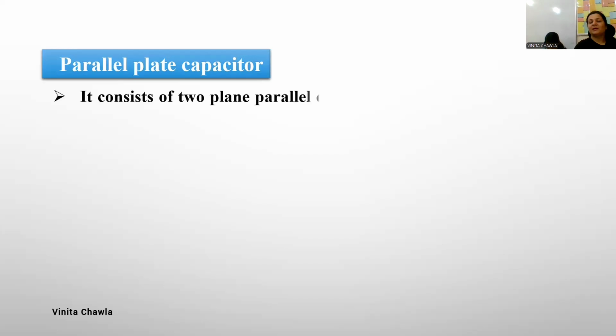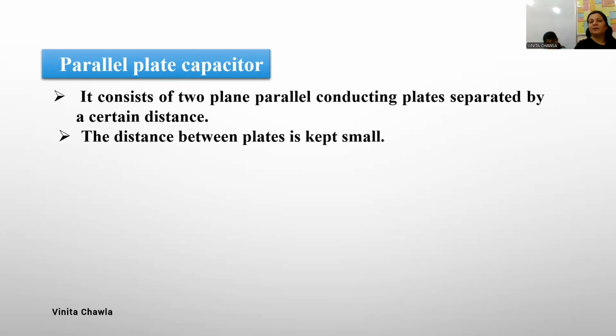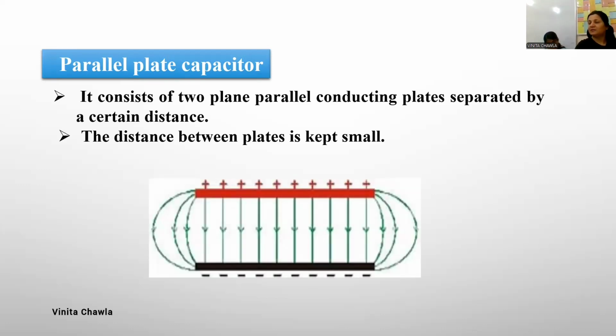See, in parallel plate capacitor, we have two plates which are parallel to each other. We have two conducting plates and they are separated by a small distance. So the distance between the plates is kept small like this. You can see one plate is positively charged while the other plate is negatively charged, and we can see the lines of force here from positive charge to negative charge. So we can draw lines of force like this for a parallel plate capacitor.